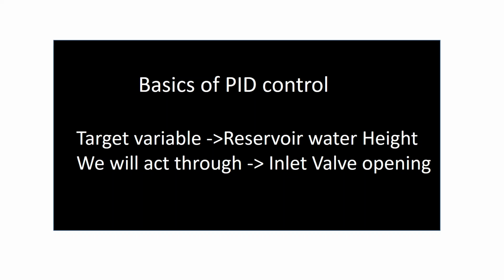Our target variable will be the reservoir water height. So that's the variable that we will be controlling. We will say, I want the water to be at 1.35 meters, for example. And for that, we will act through the inlet valve opening. We can control that at any moment at will. And finally, we will also be needing, obviously, the reading of the height at each moment in order to know our situation to act accordingly.